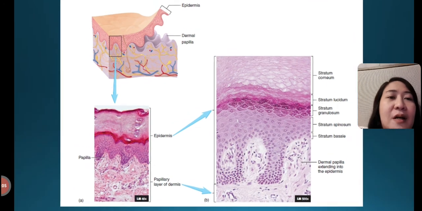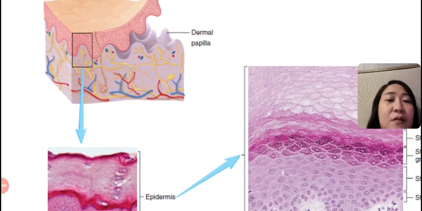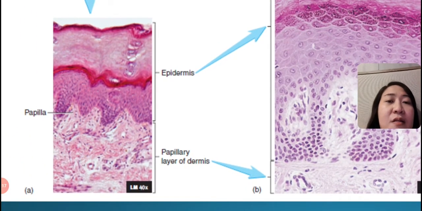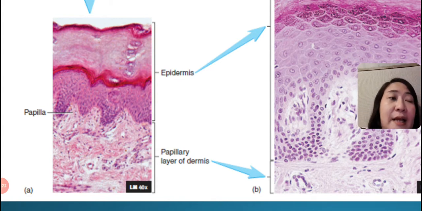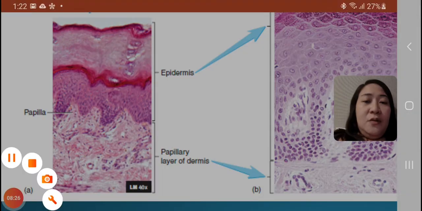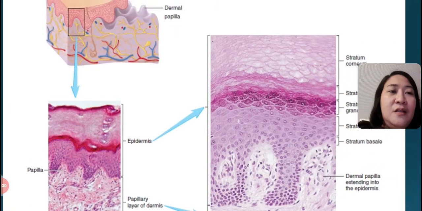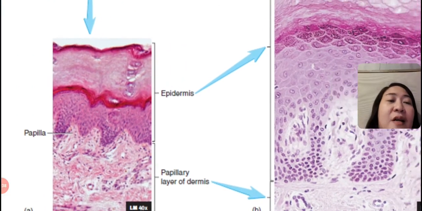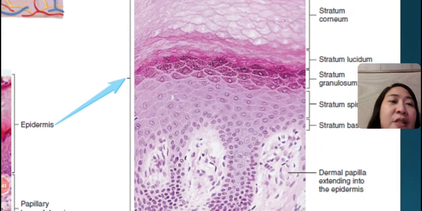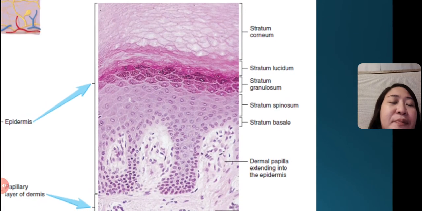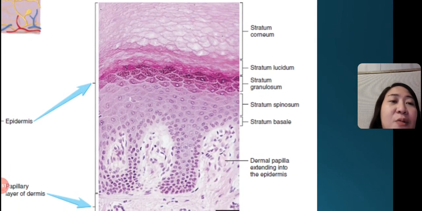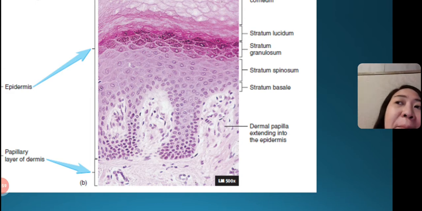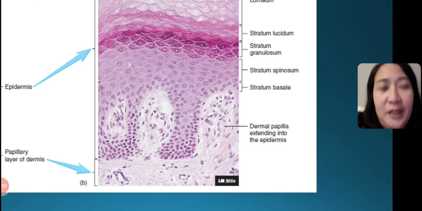Next, this is the microscopic image of the skin. This is the epidermis, the papilla, and the papillary layer. Those are the layers of the skin. As you can see, the epidermis is thicker than the dermis. These are the different layers of the epidermis: corneum, lucidum, granulosum, spinosum, and basale. The dermal papillae extend into the epidermis, where the papillae are responsible for the fingerprints and the footprints.